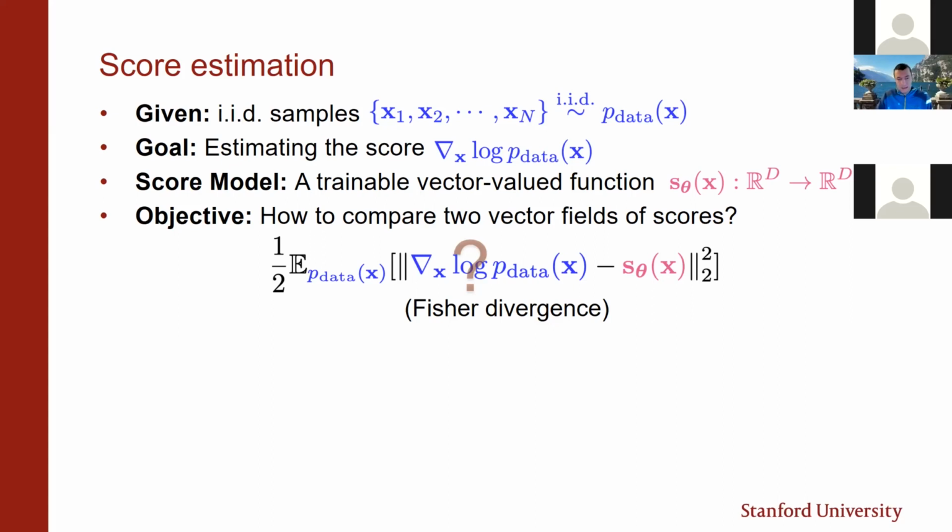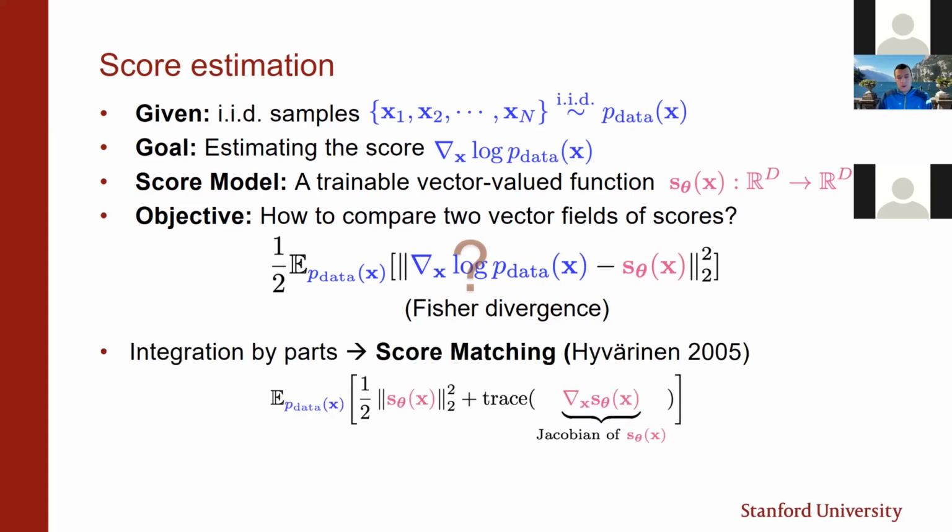However, it seems like it's not an objective that we can evaluate, let alone optimize as a function of theta, because recall, we don't know analytically what P data is. We only have access to a bunch of samples. So it might seem that we're stuck, because we cannot optimize this as a function of theta.